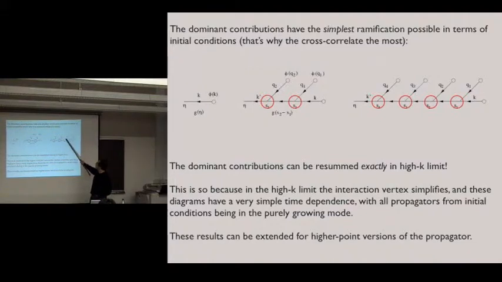This is in the growing mode again, interacts, is still in the growing mode. So all the time it is in the growing mode, so it cross-correlates the most. So these are the dominant contributions. Looking at rescattering, in a sense, even more is moving and you're looking at what disturbs, what rescatters.